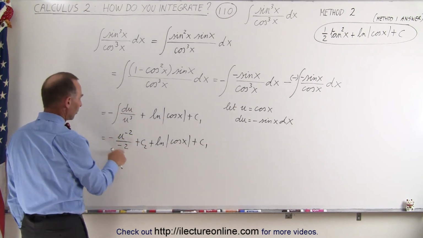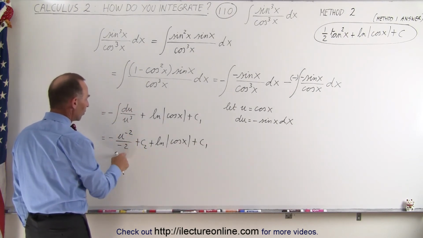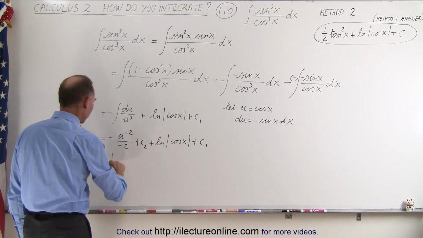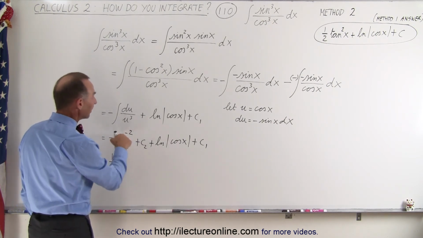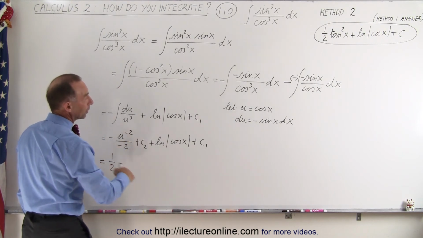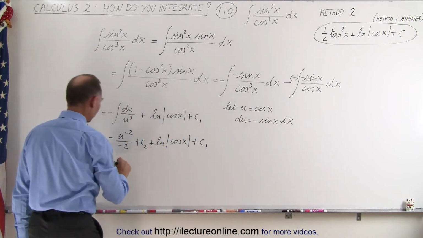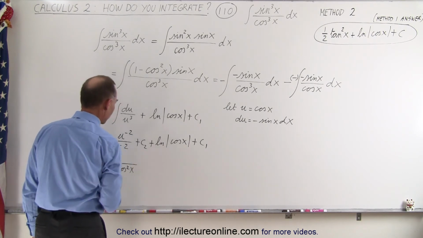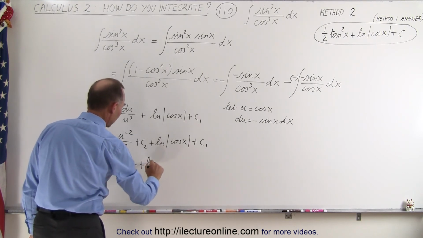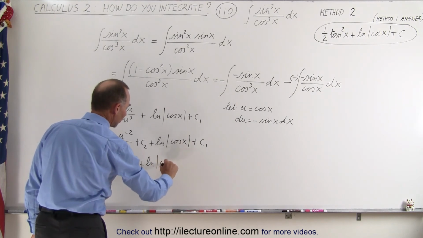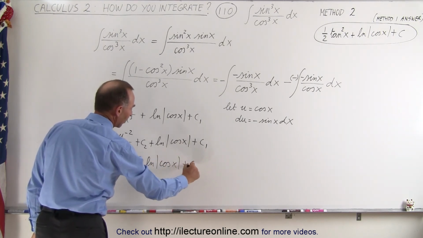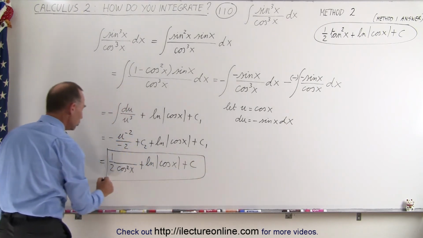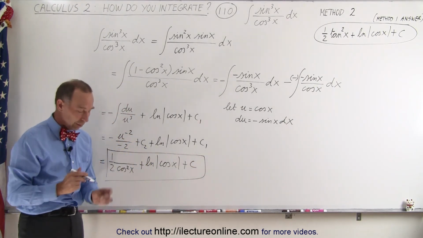And then, of course, the two negatives cancel out. This goes to the denominator. So this becomes equal to 1/2 times 1 over u squared. And u was the cosine of x. So that becomes cosine squared of x in the denominator, plus the natural log of the cosine of x, plus a combined constant of integration. And this is our new answer for the very same integral.